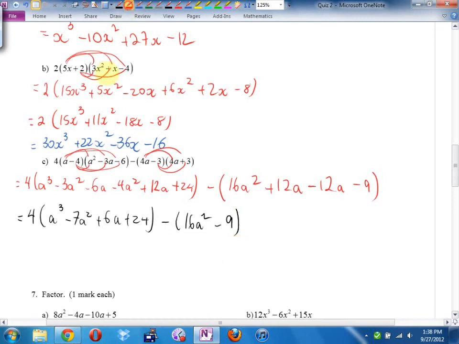Now I'm going to multiply the 4 in. Chunk, chunk, chunk, chunk. 4a cubed minus 28a squared plus 24a plus 4 times 24 is 144. No, that's wrong. 96? Yeah. 96. And then I'm going to have minus 16a squared and plus 9.